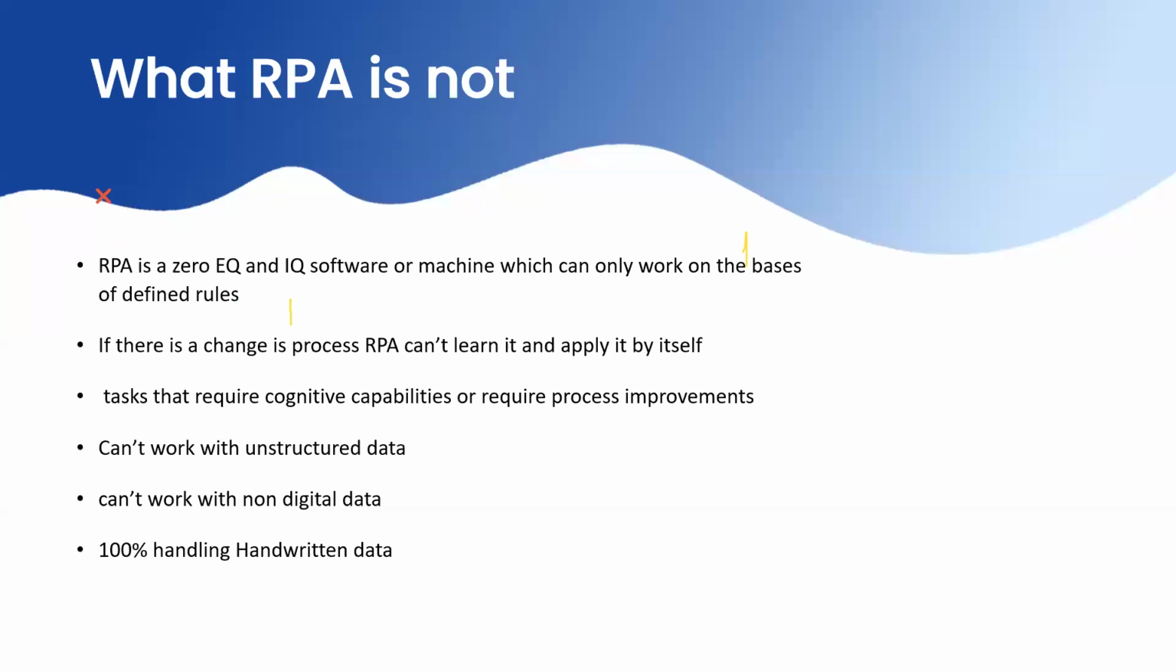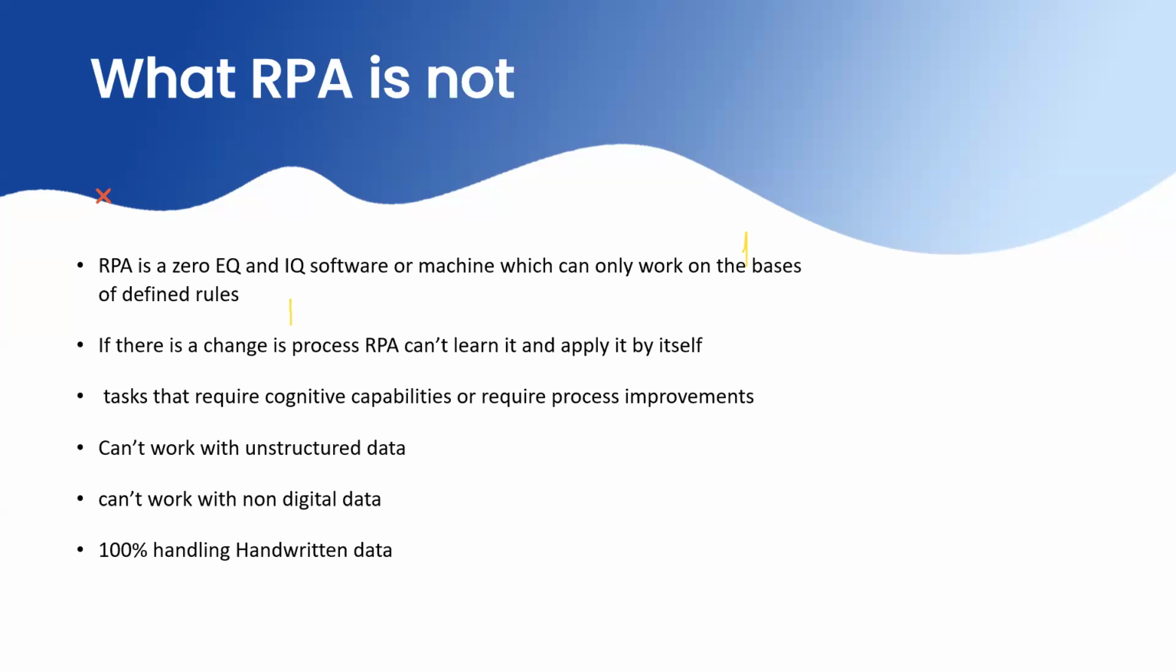So what is not RPA? The first line says RPA is a zero EQ and IQ software or a machine which can only work on the basis of predefined rules. This is valid in every case. RPA doesn't have EQ, RPA doesn't have IQ.